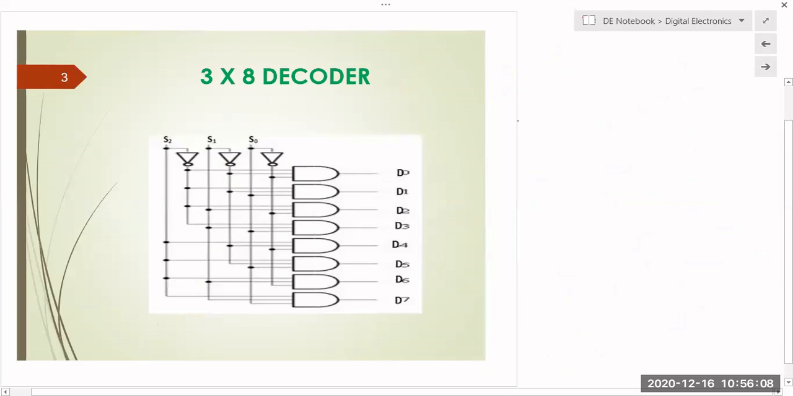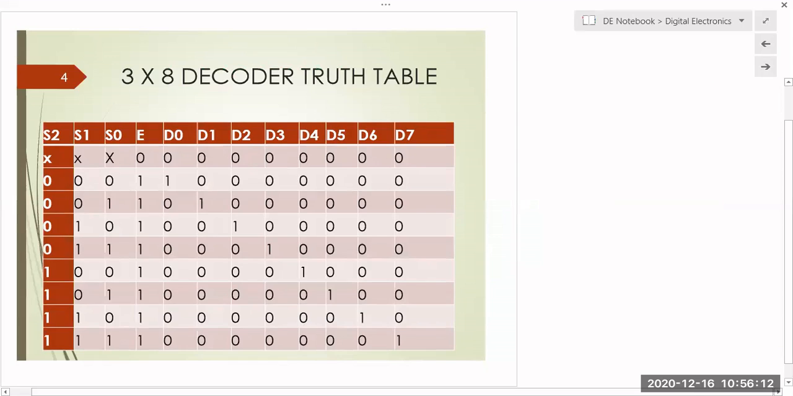Yes, sir. So I can say, first of all, I will take the truth table. So this is your truth table. So what are the 3 inputs? S2, S1, S0, and we have one more input called enable input. And what are the different types of outputs? D7, ఇలా రాస్తే మనం యాక్చువల్గా ఇది రాసుకోవడం బెటర్. D6, D5, D4, D3, D2, D1, D0.